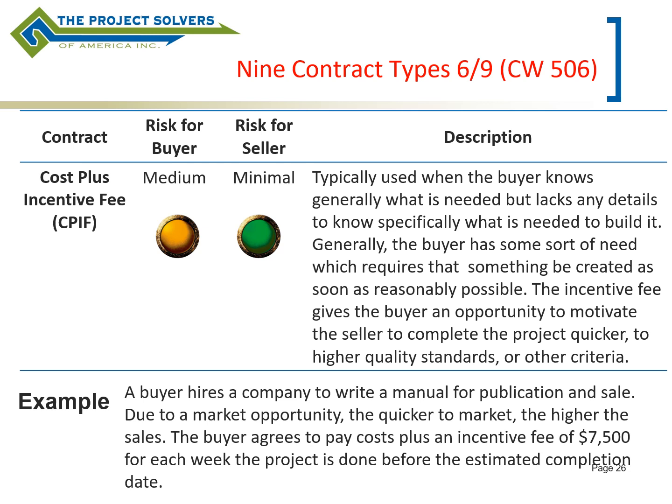Cost plus incentive fee is similar to fixed price incentive fee, except that it's cost reimbursable. So again, similar in the same sense that you want to improve upon some productivity by using an incentive fee, except that you're also paying for costs here. An example is hiring a company to write a manual for publication and sale. The buyer will agree to pay the costs involved plus an incentive fee of $7,500 for every week that you're done before an estimated completion date. So trying to incentivize you to get to market quicker.